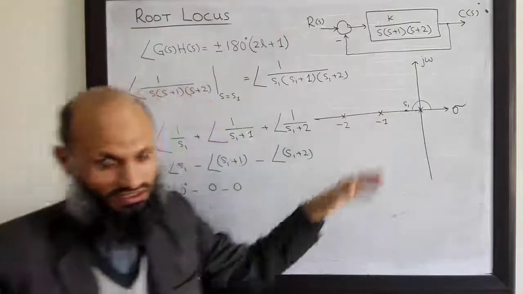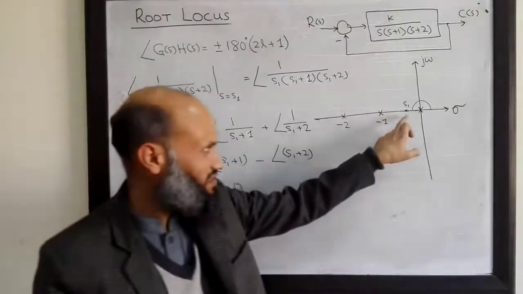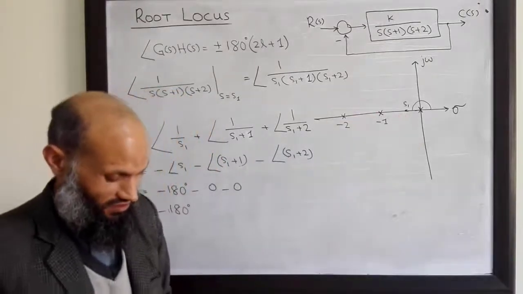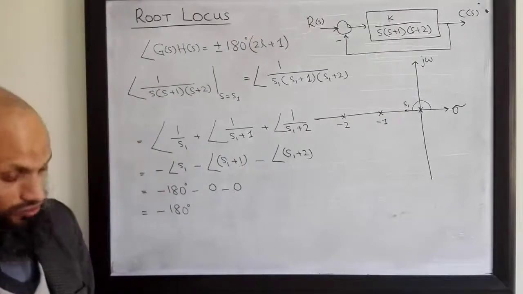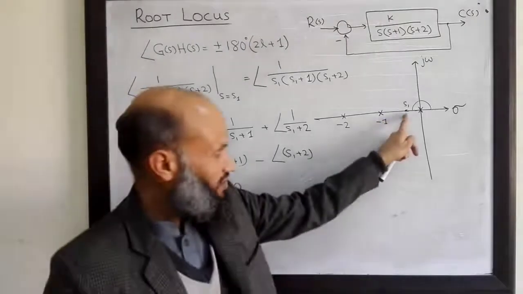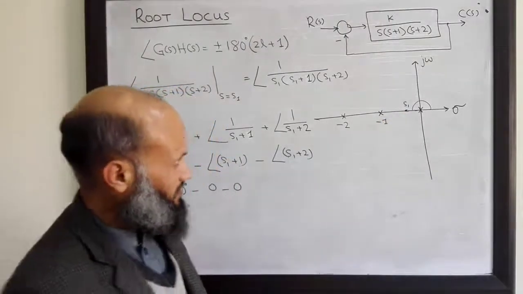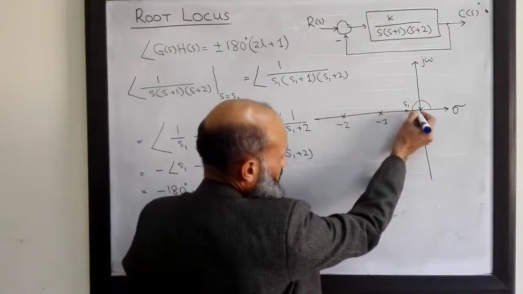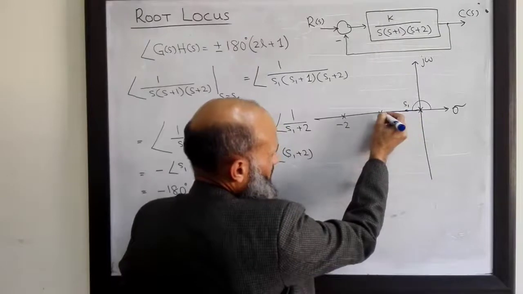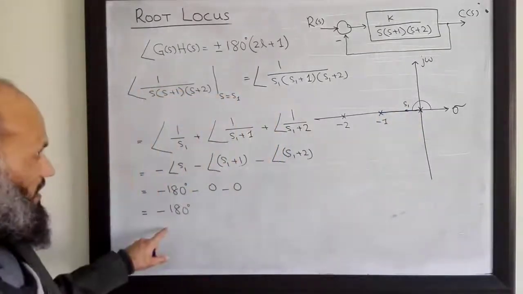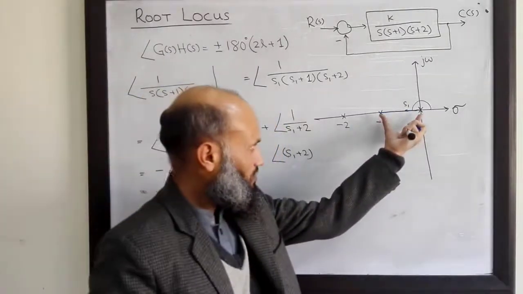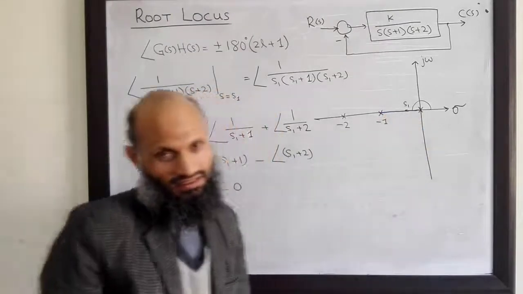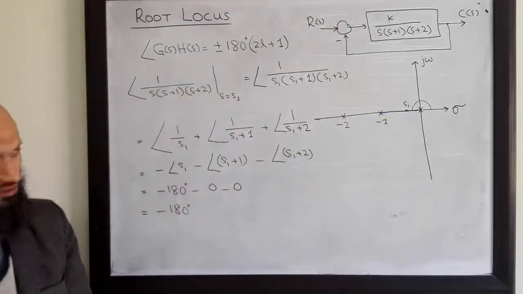So therefore, for this particular system, this test point lies on the root locus. That is, it is a part of the root locus. This test point was taken as a general point. It can be any point from here to here. So all these points from here to here satisfy the angle condition. Therefore, this part of the real axis lies on the root locus.